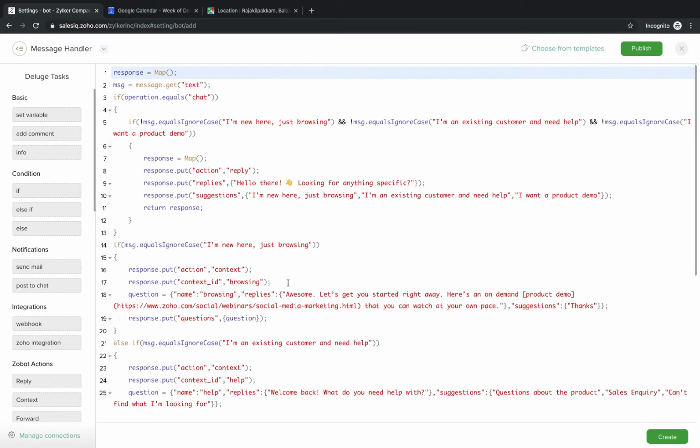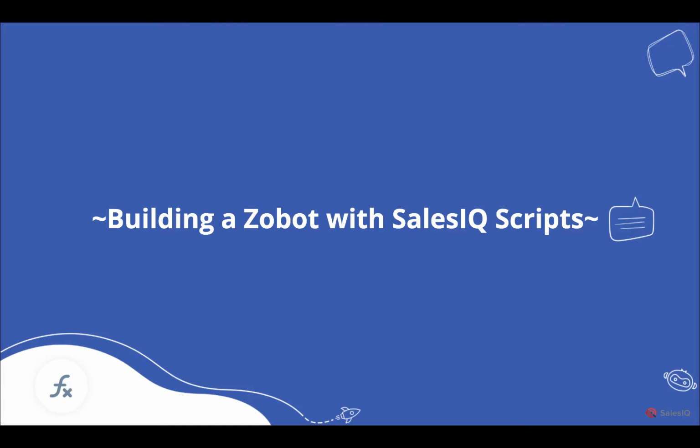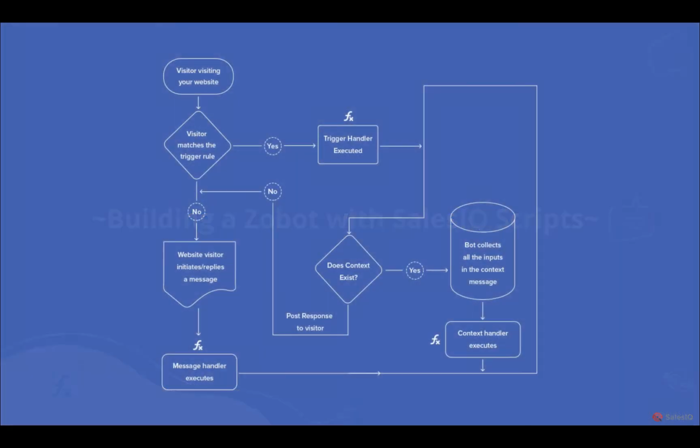All right, so here we are. So in this webinar, we'll be looking at how to build a Zobot using SalesIQ Scripts. First, I'll tell you how the flow goes. A visitor lands on the website. So if this visitor matches the criteria that has been set up inside the Zobot during configuration, the Zobot is going to trigger a message to the visitor. If not, it doesn't trigger a message and the visitor must proceed to initiating a chat with the Zobot.